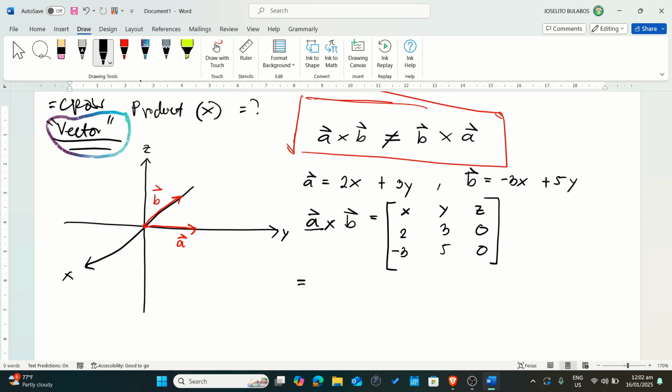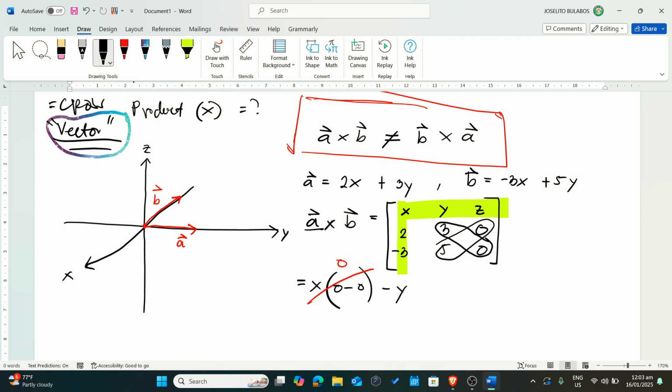So the same process, let's start with x. For x, we have to multiply this by this, multiply 3 by 0, and then subtract 5 times 0. So 3 times 0 is 0, 5 times 0 is also 0. So we don't have any x component. It ends up to 0.